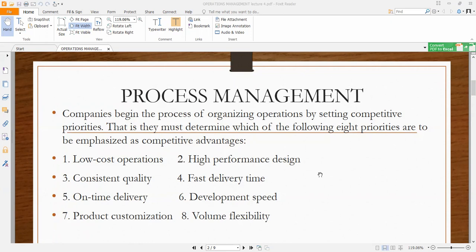Development speed, meaning that the pace at which your business is growing has to be a priority as well. Product customization, meaning that when you customize a product, you are making your brand a bit unique and different from other brands. So product customization is one of the very important things that a business needs to prioritize.